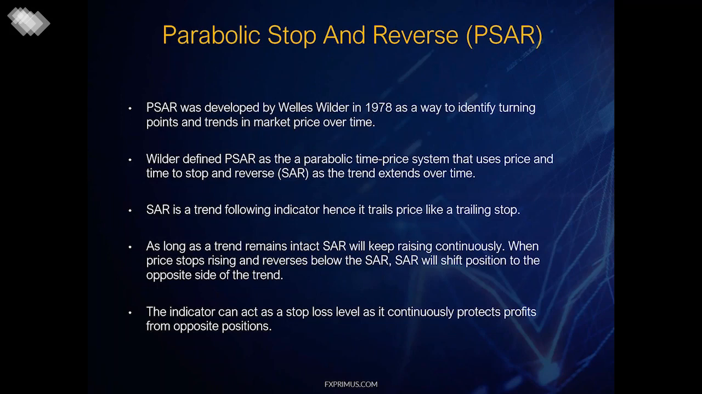Now, the other type of indicator that we're going to see is called the PSAR, or parabolic stop and reverse. Now, the PSAR was developed by Welles Wilder in 1978 as a way to identify turning points and trends in market price over time. Wilder defines SAR as the parabolic time price system that uses price and time to stop and reverse as the trend extends over time. SAR is a trend following indicator, hence it trails price like a trailing stop.